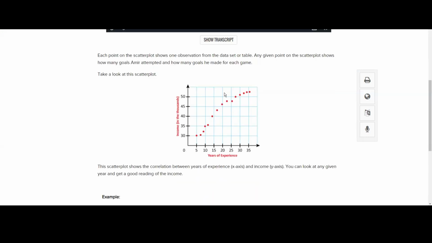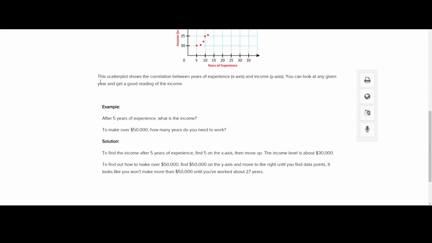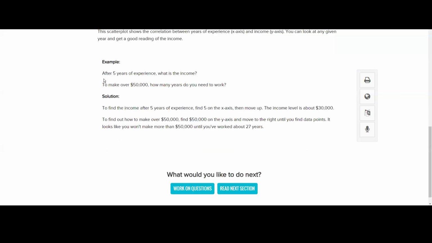Okay, so this is the relationship then. This scatter plot shows the correlation between years of experience on the x-axis and the income on the y-axis. So always your input is on the x-axis and your output is on the y-axis. For example, after 5 years of experience, what is the income? To make over 50,000, how many years do you need to work?